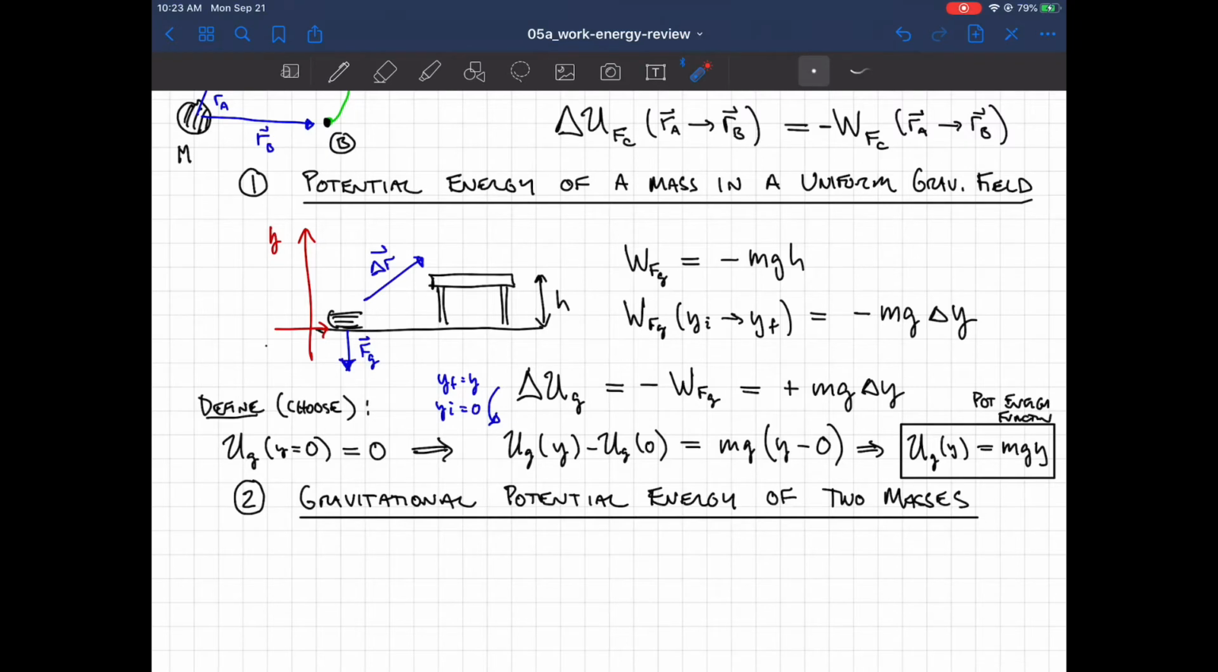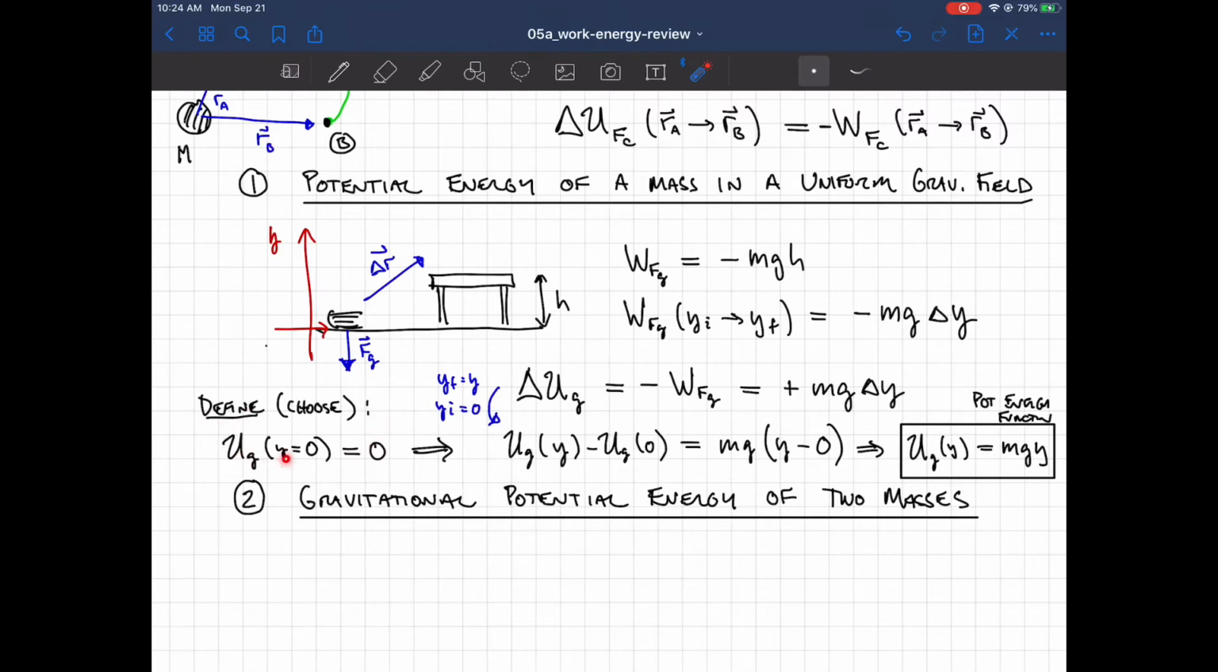So let's just review the steps quickly. We want to find the potential energy in a uniform gravitational field. Because the force is constant and the path is straight, we can calculate the work done using our simplest expression for the work. And we did that before. We found it to be minus mgh, which you could also write in this coordinate system as minus mg delta y. Then we use the definition of the potential energy, more precisely the definition of the difference in potential energy between 2 points, to get plus mg delta y.